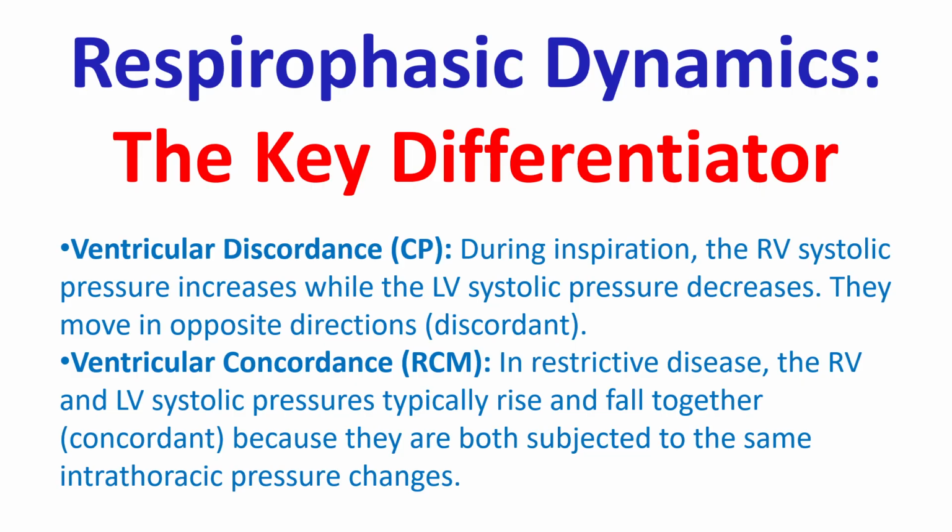During inspiration, right ventricular systolic pressure increases while the left ventricular systolic pressure decreases. They move in opposite directions, that is ventricular discordance. In restrictive cardiomyopathy, right ventricular and left ventricular systolic pressures typically rise and fall together. They are concordant because they are both subjected to the same intrathoracic pressure changes, that is ventricular concordance in restrictive cardiomyopathy.